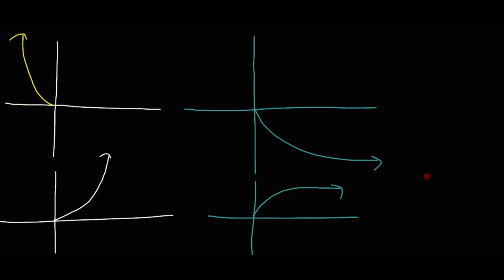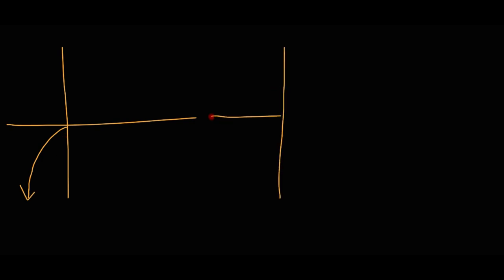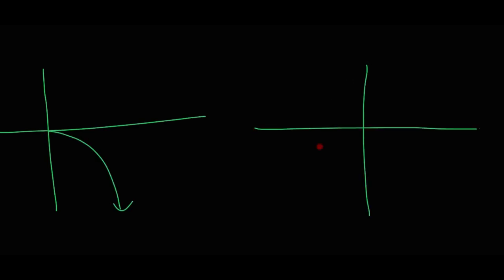So that is something very important. If your graph is concave down and its restriction is in this way, you must know that this one will be in this way, because we can see that this one is on the negative side, so this one must also be on the negative side. If we restrict in this way, its inverse will be in this way.